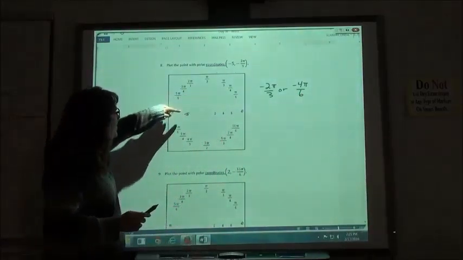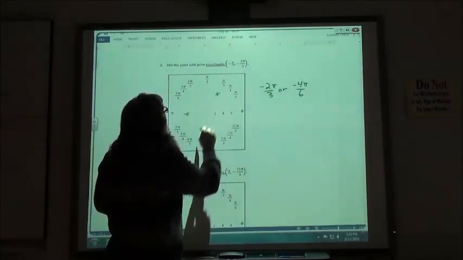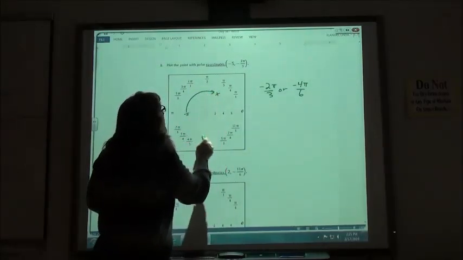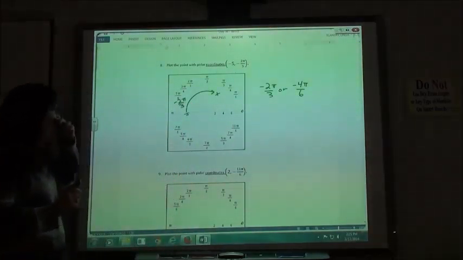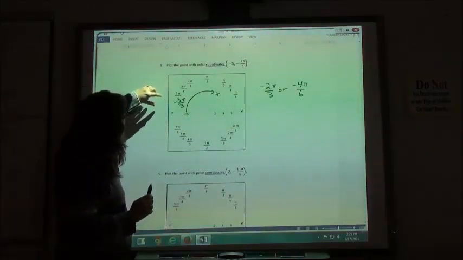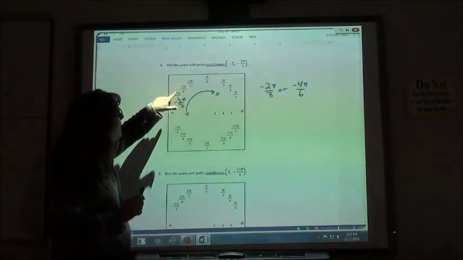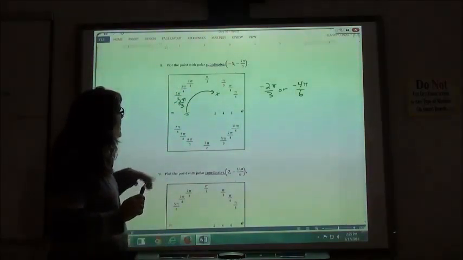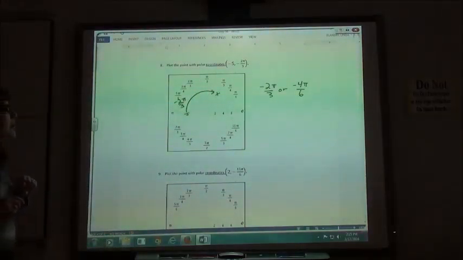Now since this is negative, I'm actually going to go back 4 pi over 6. So 1 pi over 6, 2 pi over 6, 3 pi over 6, 4 pi over 6 would put me right there because I'm going to go backwards, -2 pi over 3. I could have made that a positive angle by adding 2 pi to it, but probably just as easy to do the negative and just go backwards. Your -2 pi over 3.